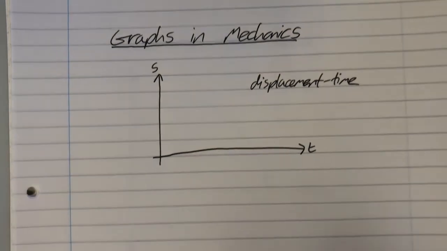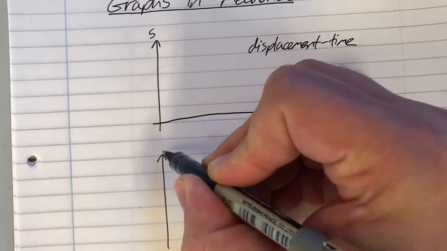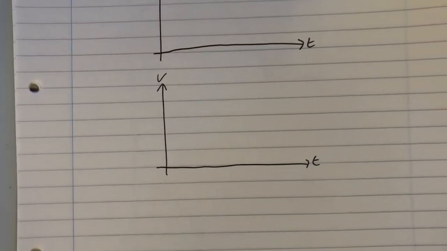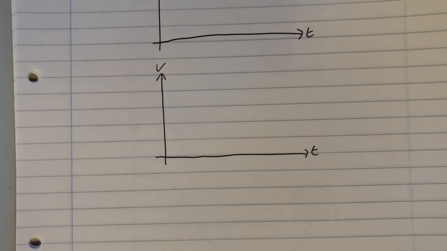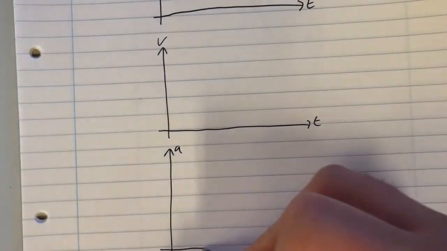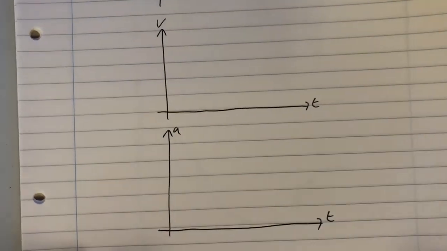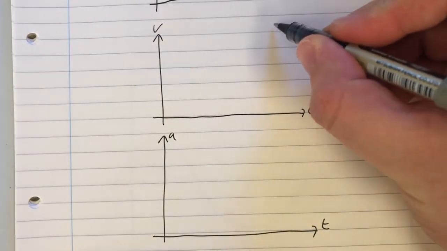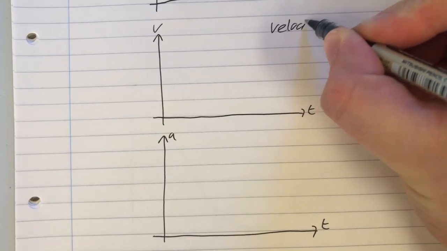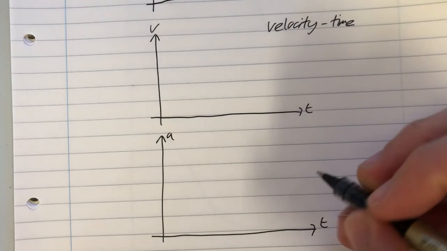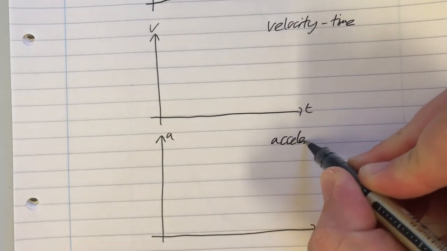Another type of graph would be the velocity-time graph, which illustrates velocity against time. And the third type is an acceleration-time graph. Right at the end of the course, when you've studied some calculus, we will look at the relationship between these types of graphs. But for now, we're just going to look at each of these separately.